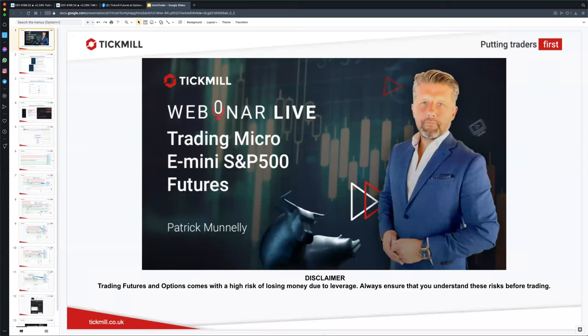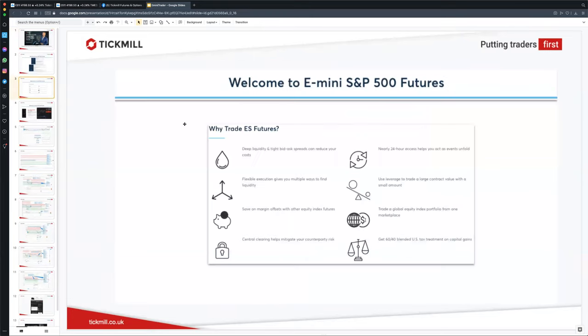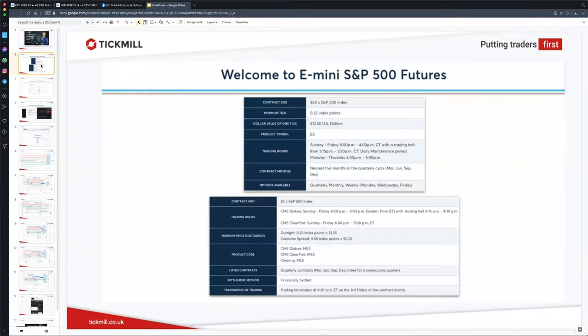Let's jump into today's material. So the E-mini or E-micro is a futures contract that tracks the S&P 500 stock market index. It's traded on the Chicago Mercantile Exchange, CME, via their Globex trading platform.